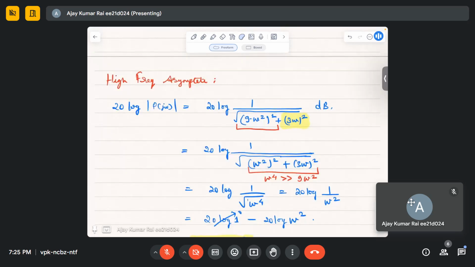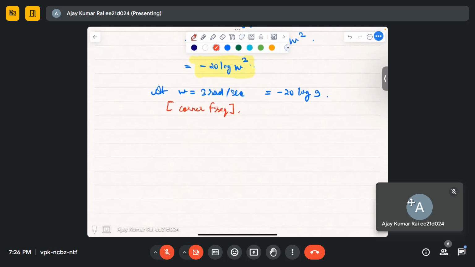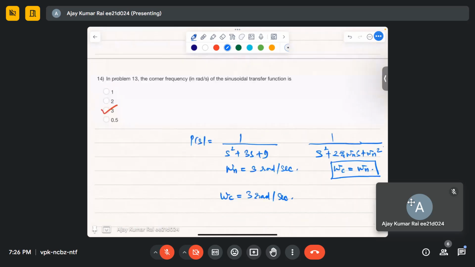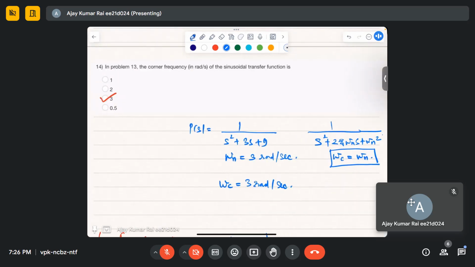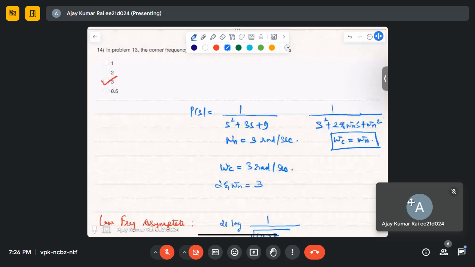And what we are seeing here is, if you compare the eta term to 2 zeta omega n with 3, and you know omega n is 3, so zeta is 1 by 2.5.